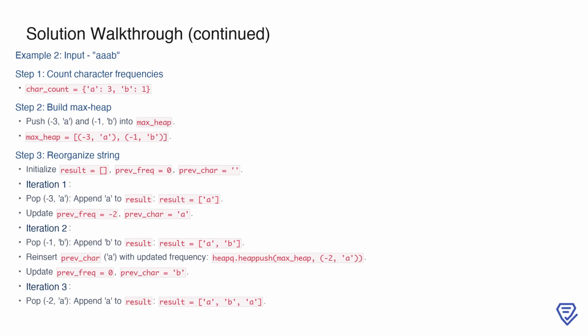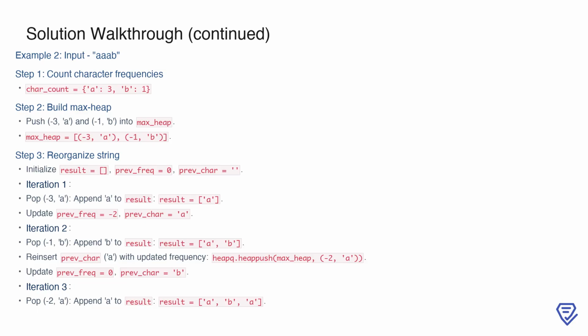For the next example, the input string is "AAAB". The character frequencies are calculated as A: 3, B: 1. We then construct the max heap by pushing -3 A and -1 B into it. The heap prioritizes A due to its higher frequency.